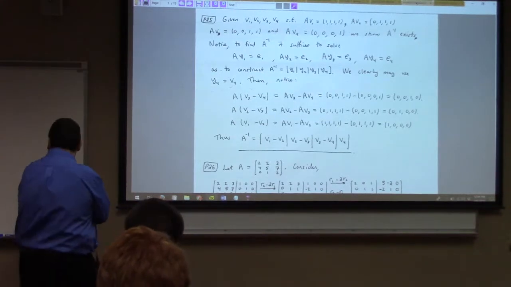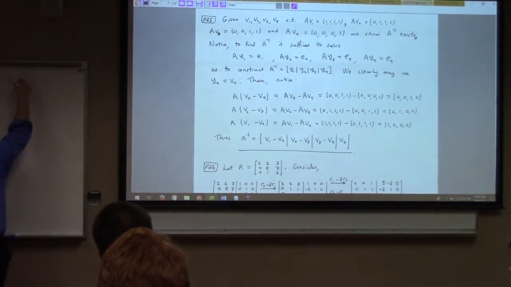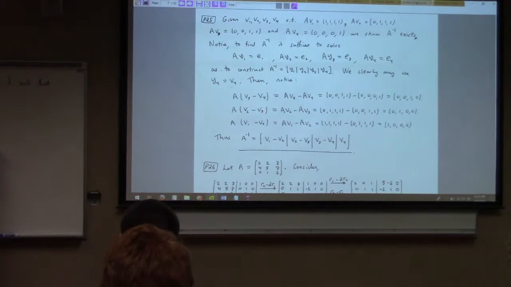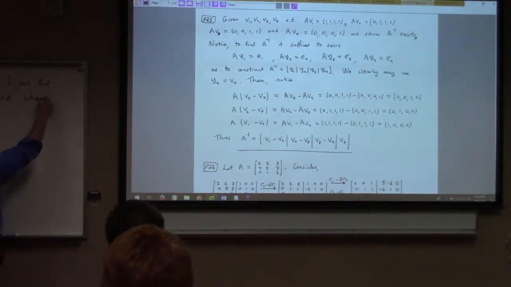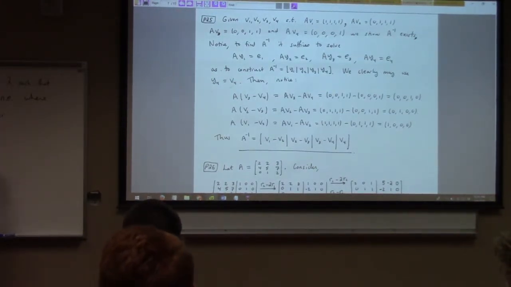Here's an example. I just wanted it to be clear. Where A equals whatever, right? So how would you solve that?